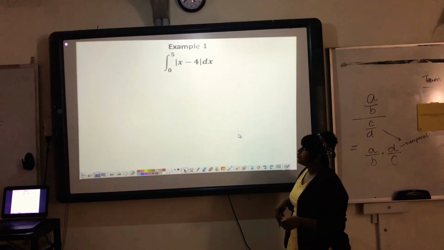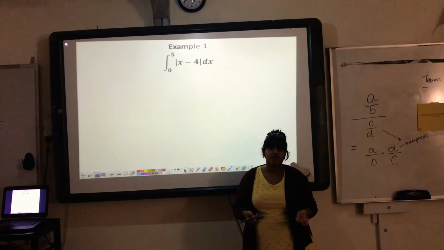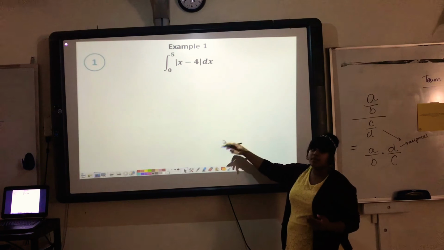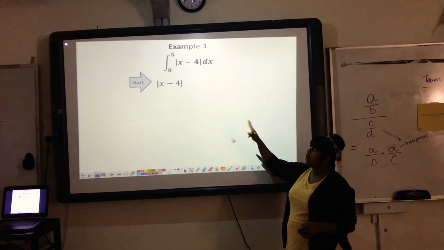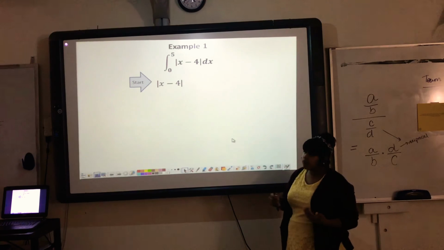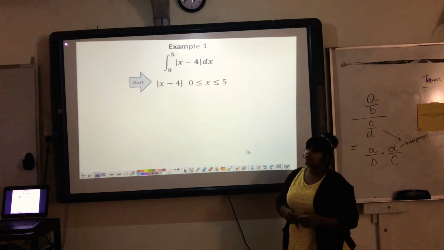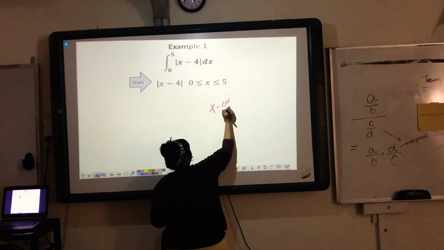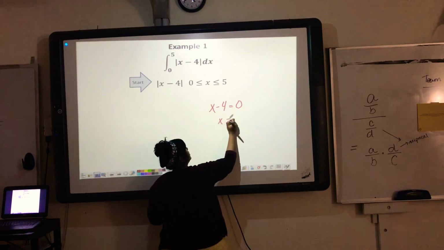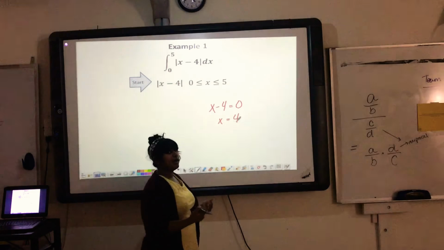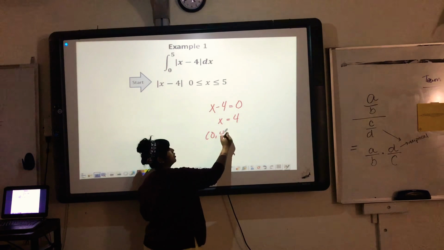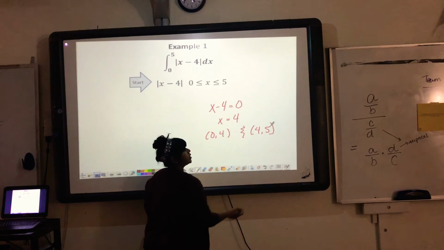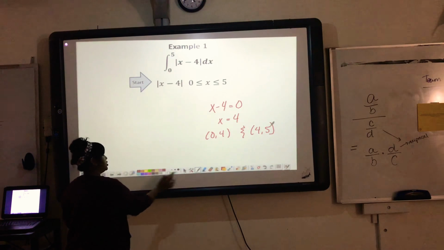We have the integral from 0 to 5 of the absolute value of x minus 4. So let's do step 1. Let's go ahead and eliminate those zeros. So let's start with our absolute value of x minus 4. Right now, we're looking at an interval from 0 to 5. But what happens when we set it to 0? Then that means x equals 4, which means I now have new intervals from 0 to 4 and from 4 to 5. So we're going to look at those and we're going to figure out some information.